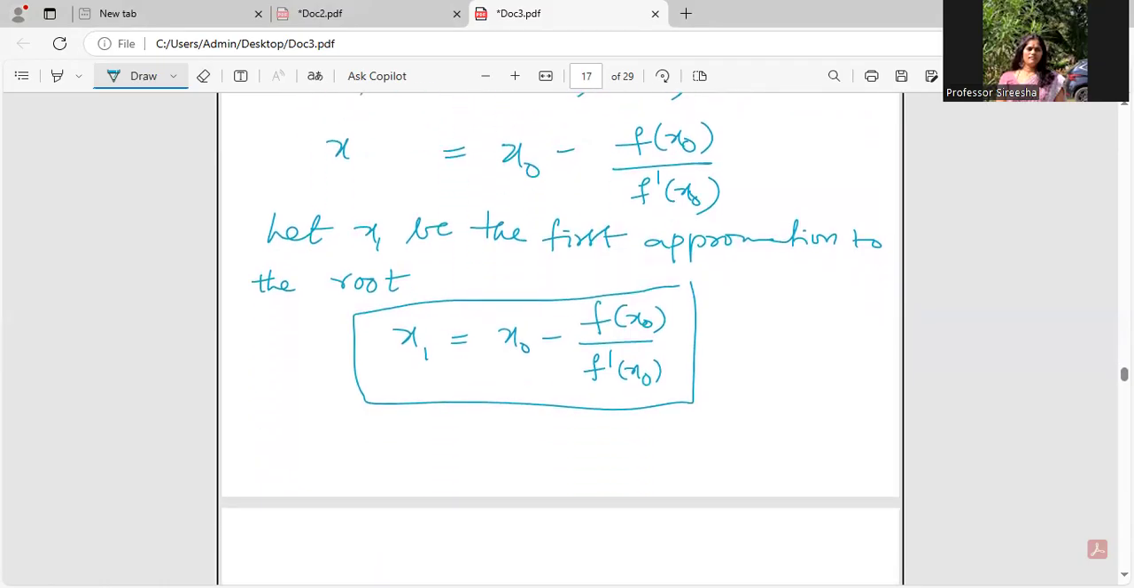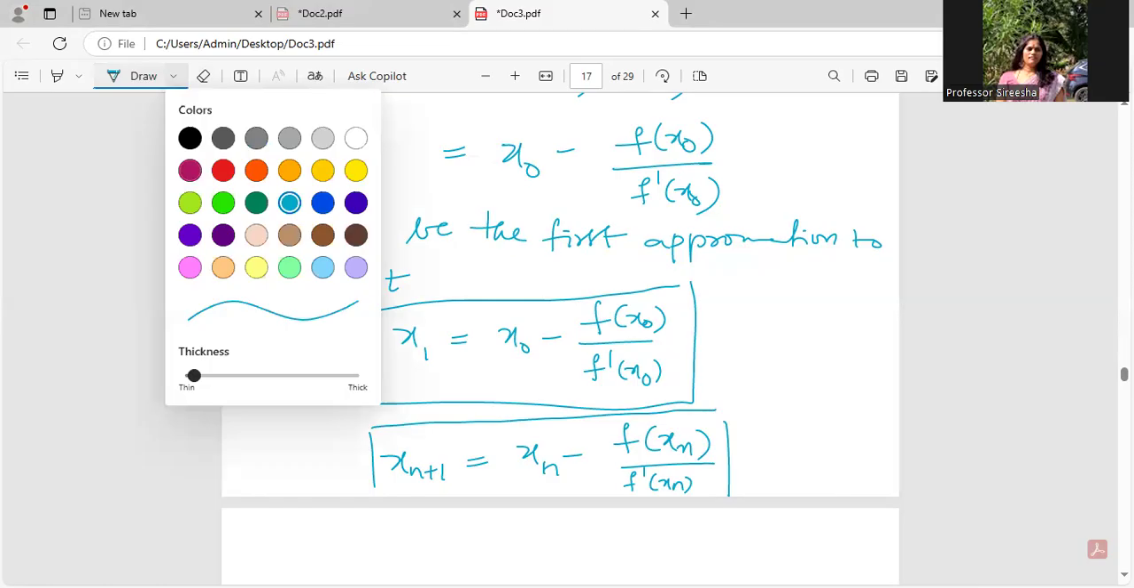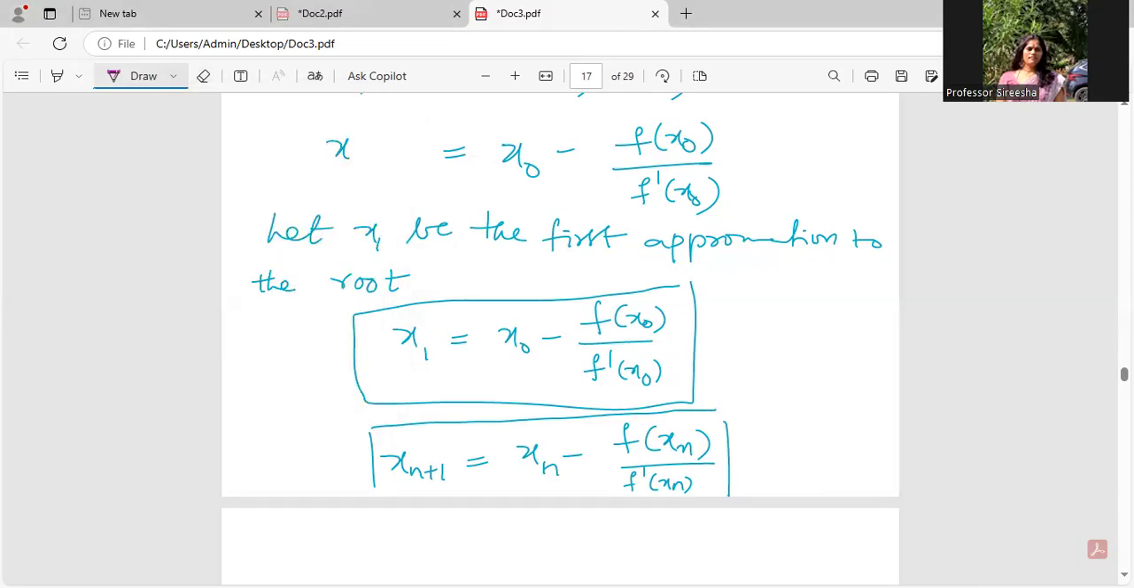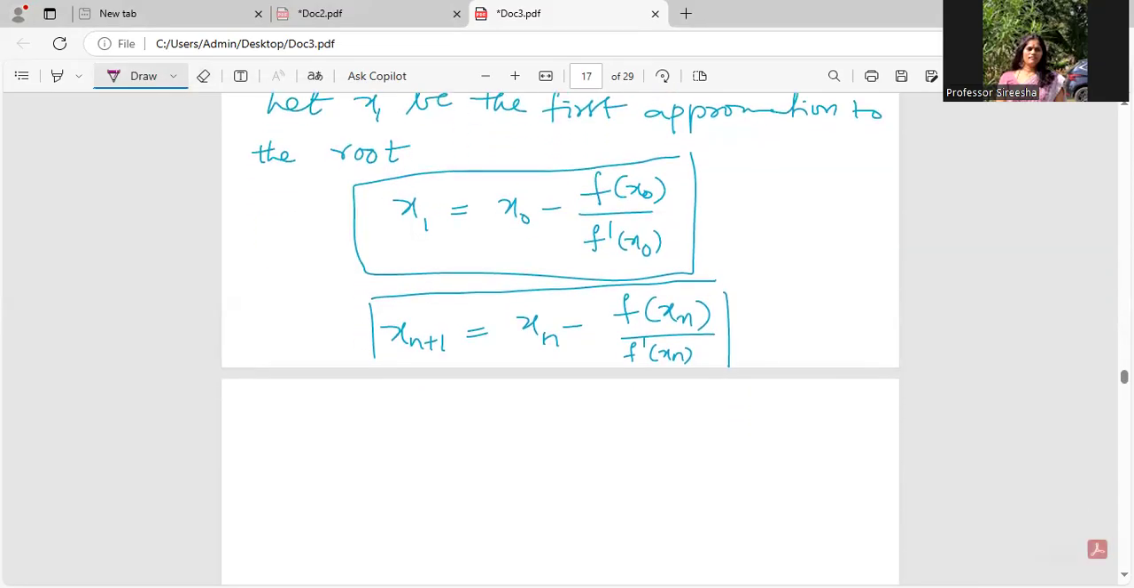Now, since I have got x1 in terms of x naught, I can write it as a recurrence relation, that is x(n+1) is equal to xn minus f of xn by f prime of xn. Newton-Raphson runs completely on this recurrence relation only. Now, what's the geometrical interpretation for this Newton-Raphson method? Just see.